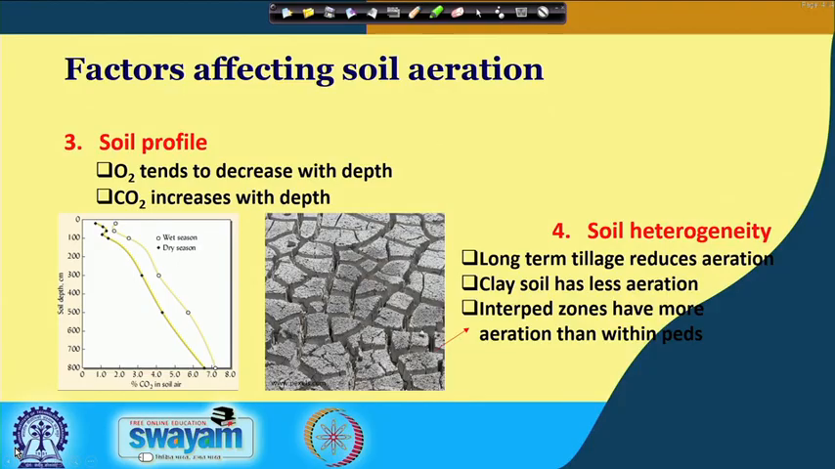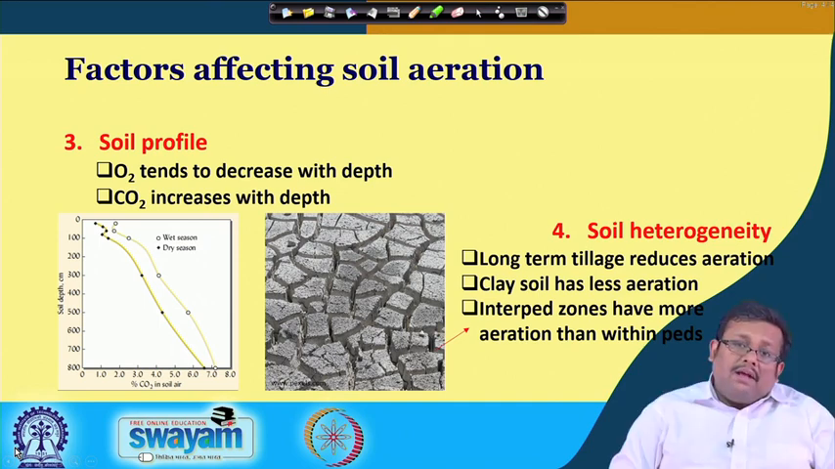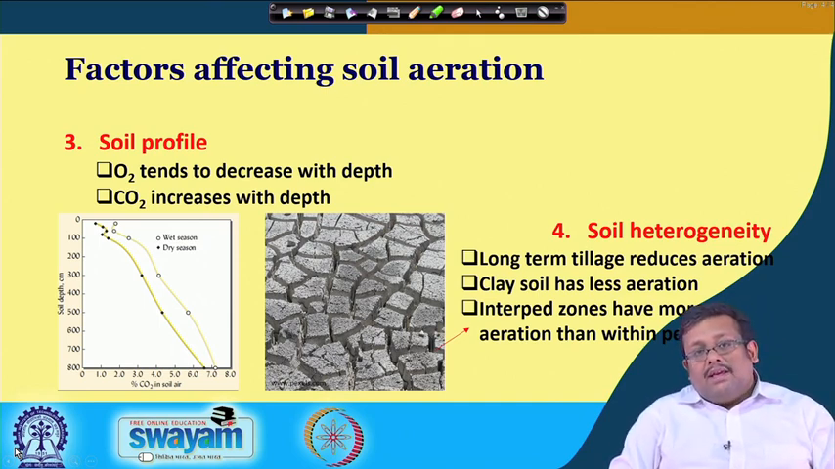In the last lecture we talked about soil aeration, what soil aeration is, and what the different processes of soil aeration are. We talked about diffusion, mass flow of gases, and then the different factors which affect soil aeration. We started discussing those factors, and I will start from them today and try to finish this in this lecture. Then we will go ahead and start soil temperature, which is another important soil physical parameter.